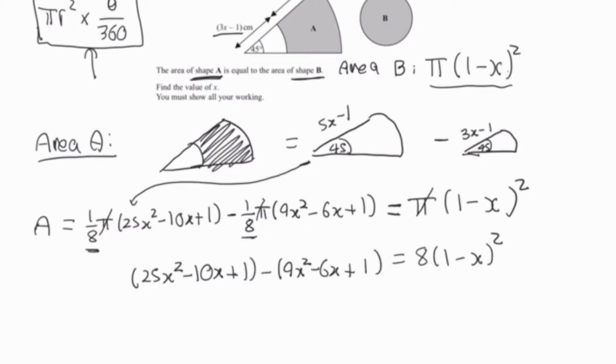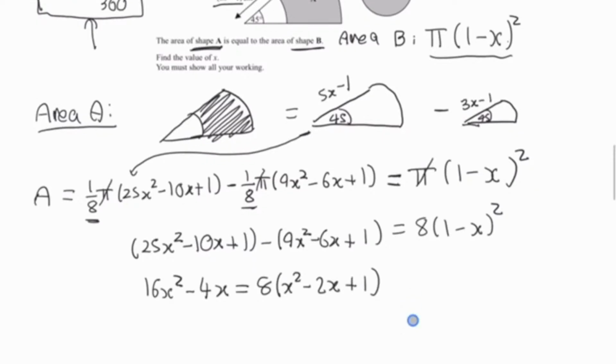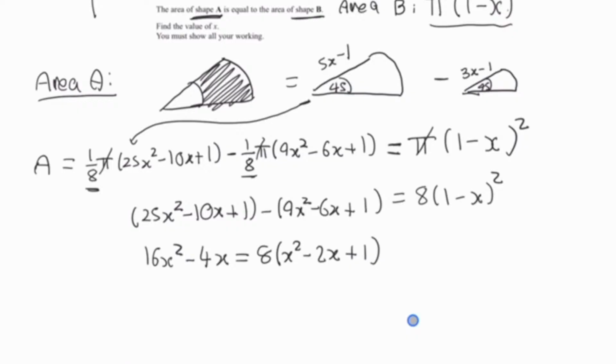So if we simplify the left hand side, we have 16x squared. Then this is minus and a minus 6x, so that's plus 6x. So we have minus 4x, and then plus 1 and minus 1, so they cancel each other. And on this side we have 8 lots of x squared minus 2x plus 1. So now we just expand this bracket. So we have 16x squared minus 4x is equal to 8x squared minus 16x plus 8.